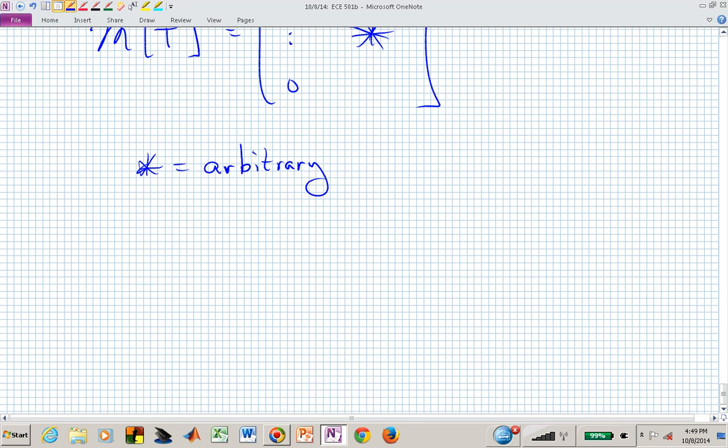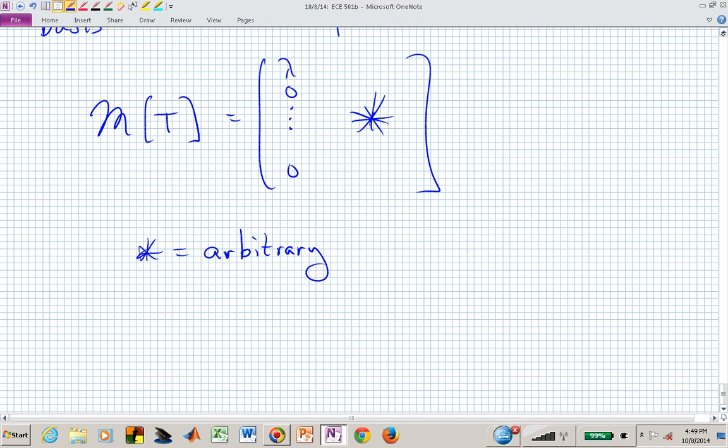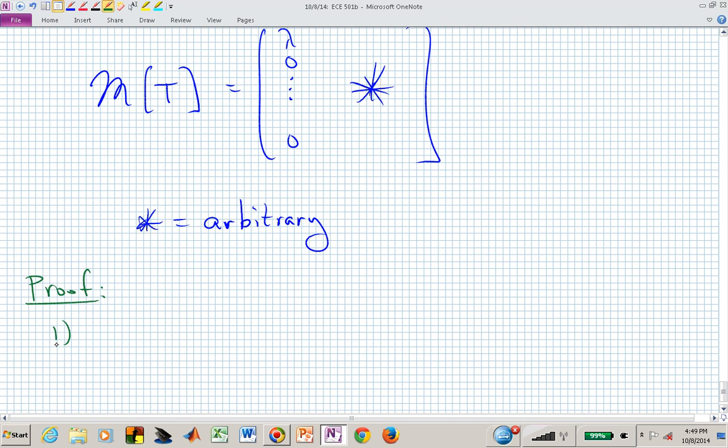Now, where did that come from if it's already from previous results? Here's sort of a proof of that idea. One is we've previously proved that T has at least one eigenvalue.